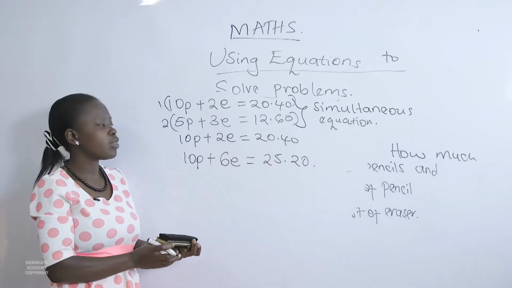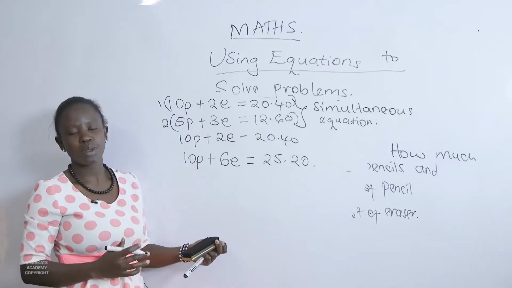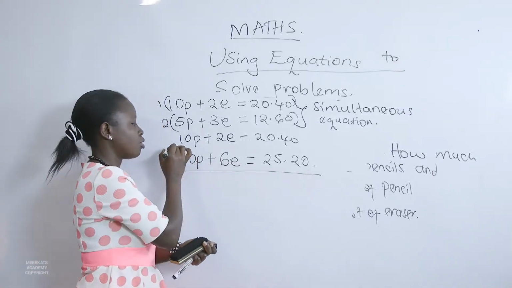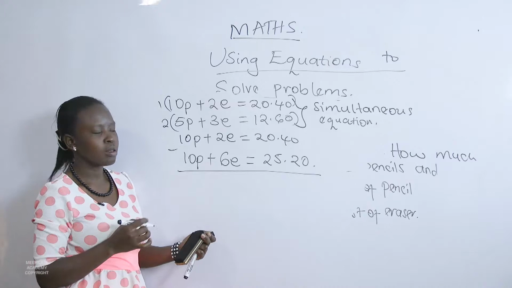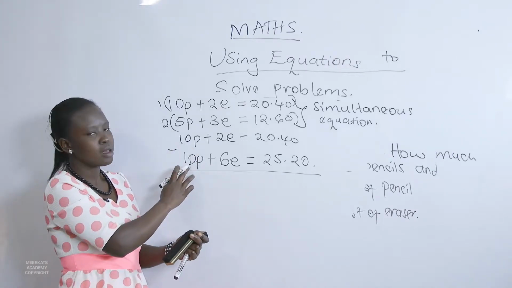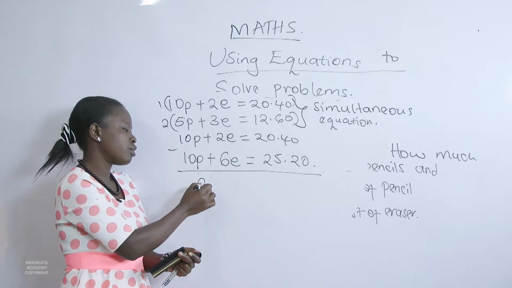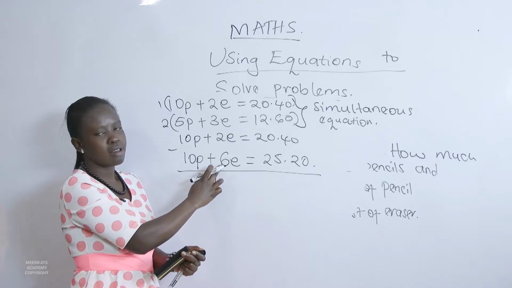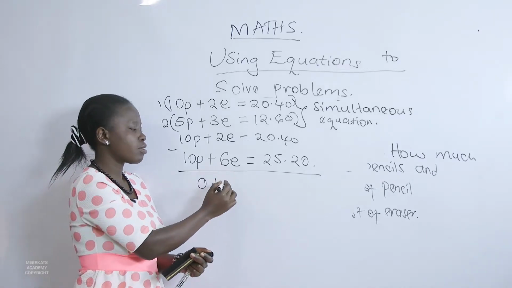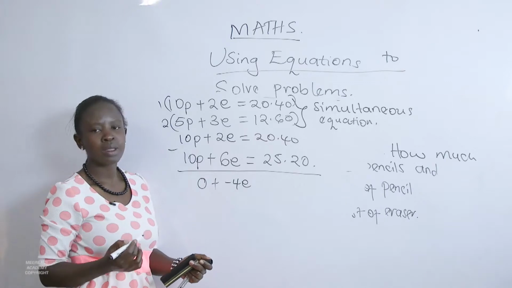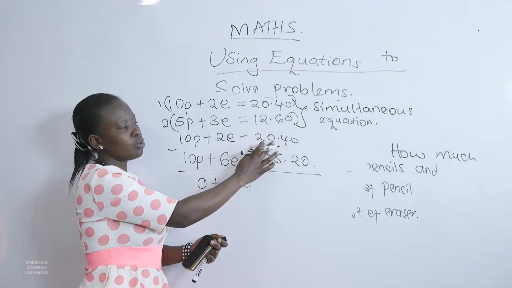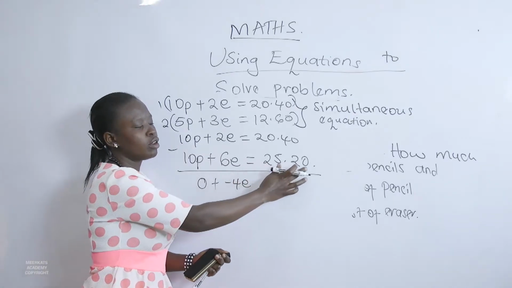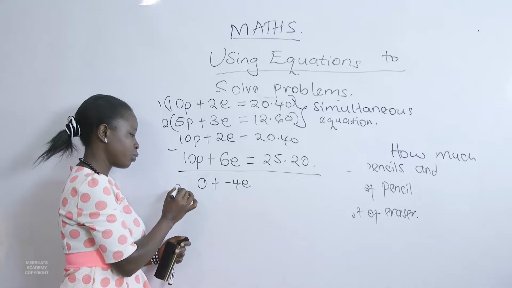Then we discover that 10p and 10p are the same. To eliminate them, we simply subtract. So we are subtracting our equation where 10p minus 10p will be 0. Then we have 2e minus 6e, which gives us negative 4e. Then next we have 20.40 minus 25.20.